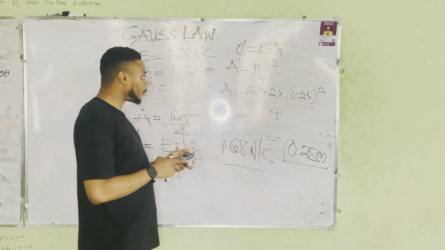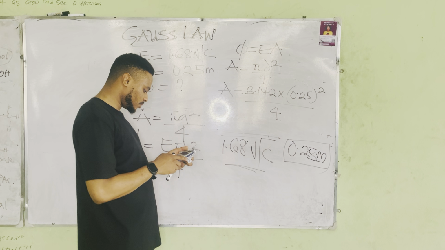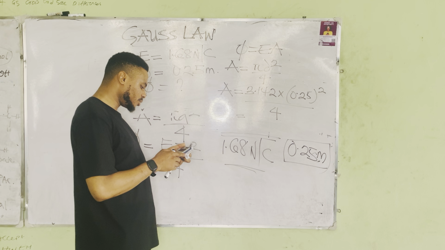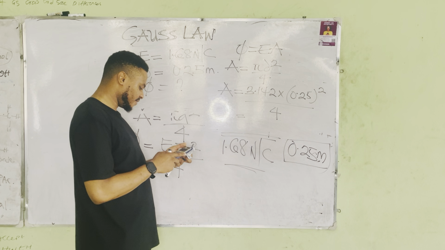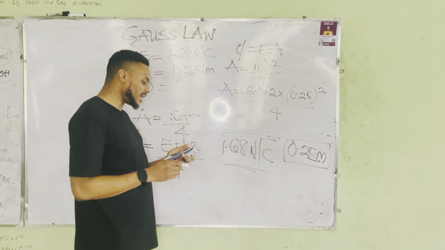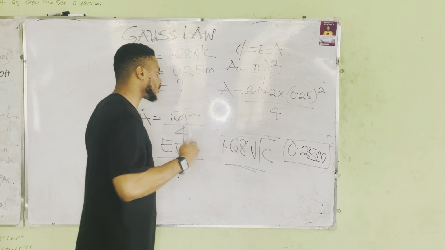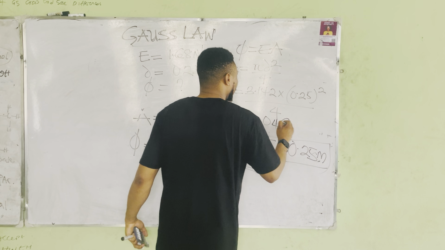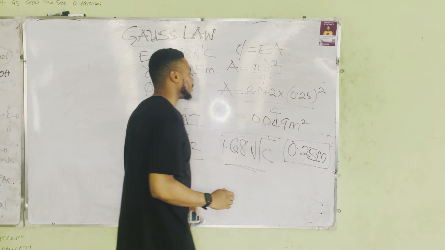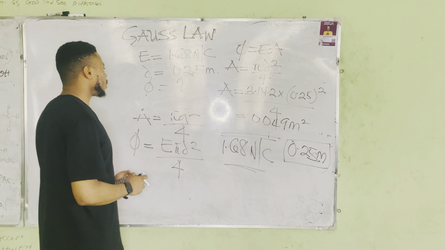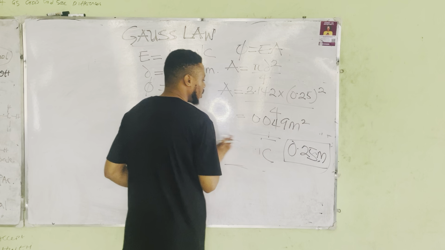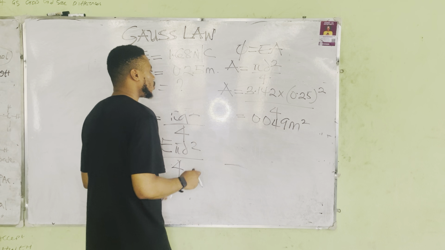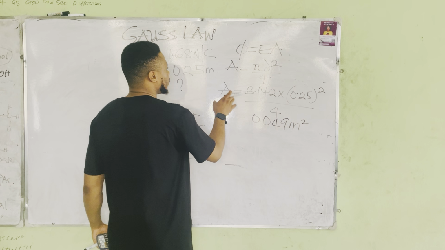So if we say 3.142 times 0.25 all squared divided by 4, we are going to get 0.049. Is that correct? 0.049 meters squared. All right. So the unit for area is meters squared. So basically that's our A now.